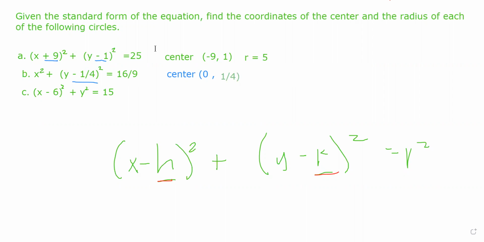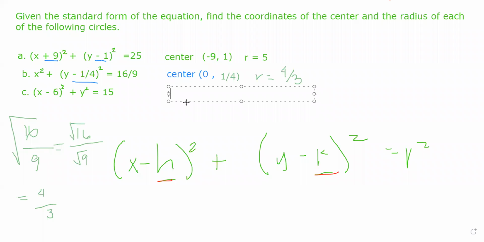And then for the square root of 16/9, we can distribute the radical sign. That is equal to the square root of 16 over the square root of 9. The square root of 16 is 4. The square root of 9 is 3. So the radius is equal to 4/3.